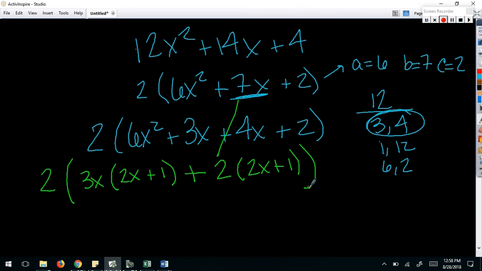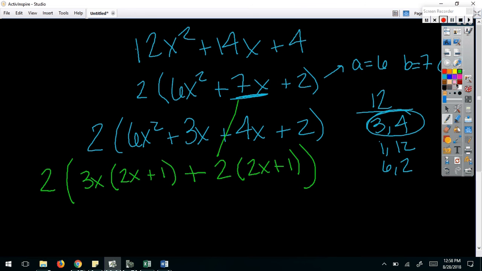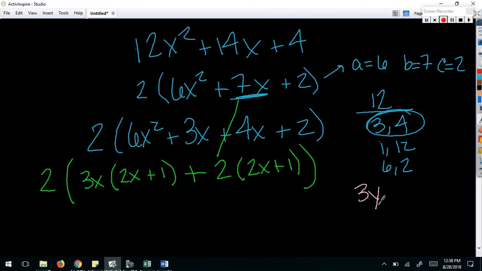If I have something like (3xy) plus 2y, and I told you to factor out the GCF. And actually, I wanted this to be 3xy. What would the GCF be? Y, right? No, y would be the GCF.